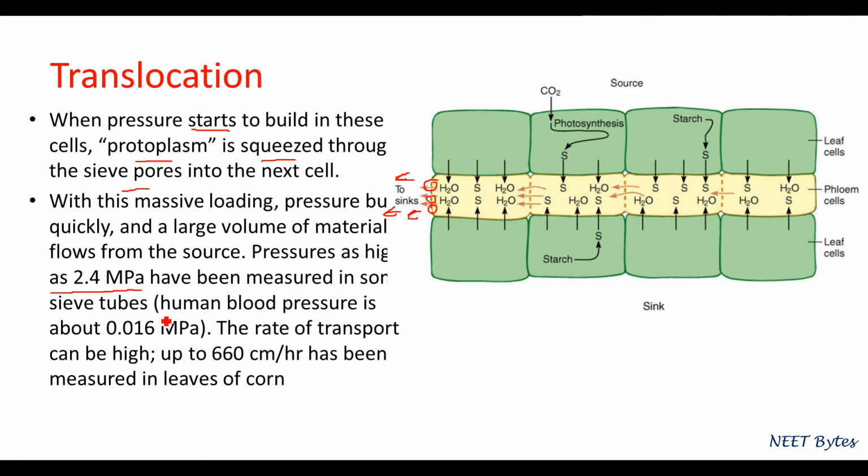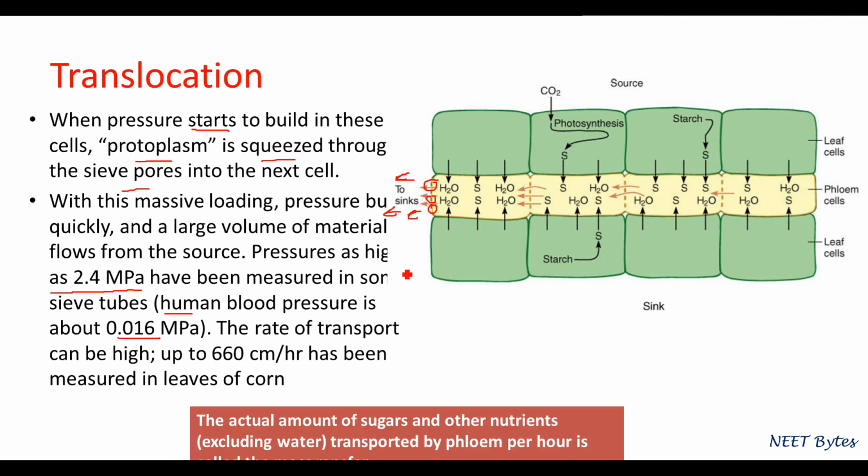because this pressure is equivalent to as high as 2.4 megapascals. And just for a comparative account, the blood pressure is just 0.016. So you can understand how much pressure it develops. Out of that pressure, all the solute starts transporting from the sieve elements to the sink area. So now this entire thing will go to the sink. The actual amount of sugar and other nutrients that is transported by phloem per hour is called mass transfer, right?